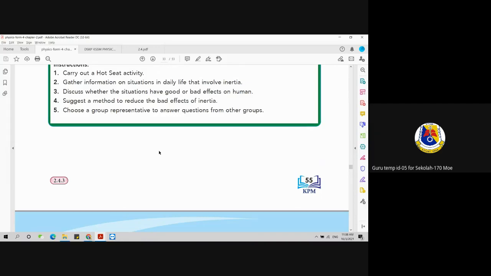Other than that, is there any example in your daily life? You can think about it. Any very simple example also can. I give you around 3 minutes, and it's enough for you. What is the inertia that happens in your daily life? Actually, inertia happens anywhere.